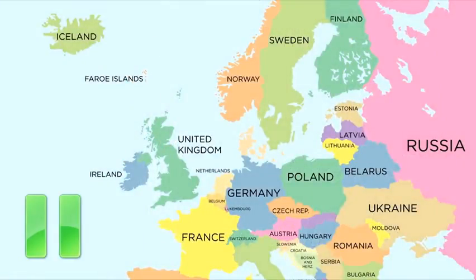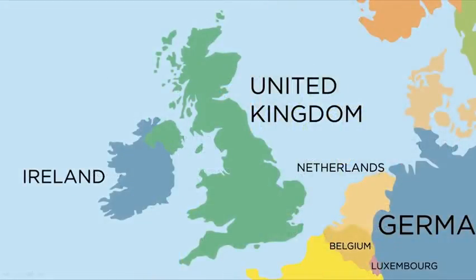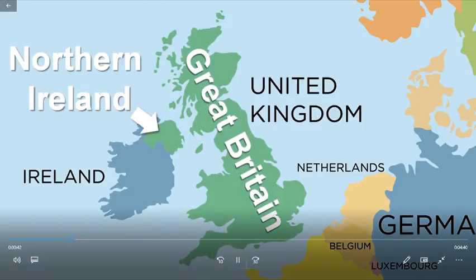Where is the UK located? It is located in northwestern Europe. It occupies Great Britain, the biggest British Isle, a part of Ireland, Northern Ireland, and many smaller islands.